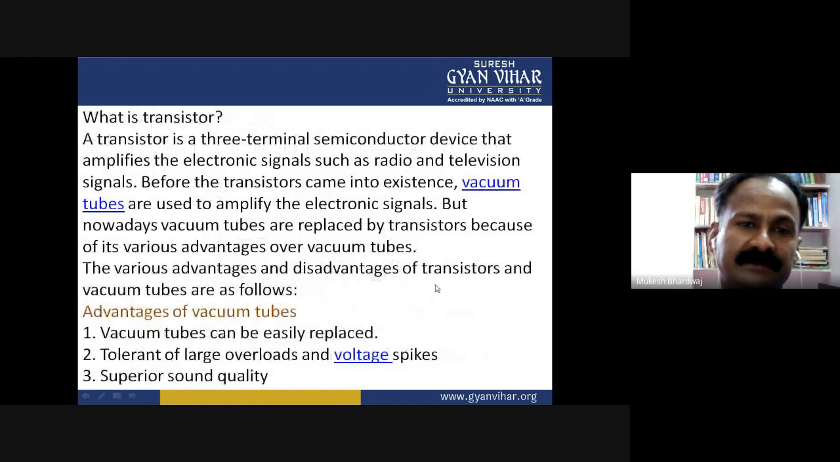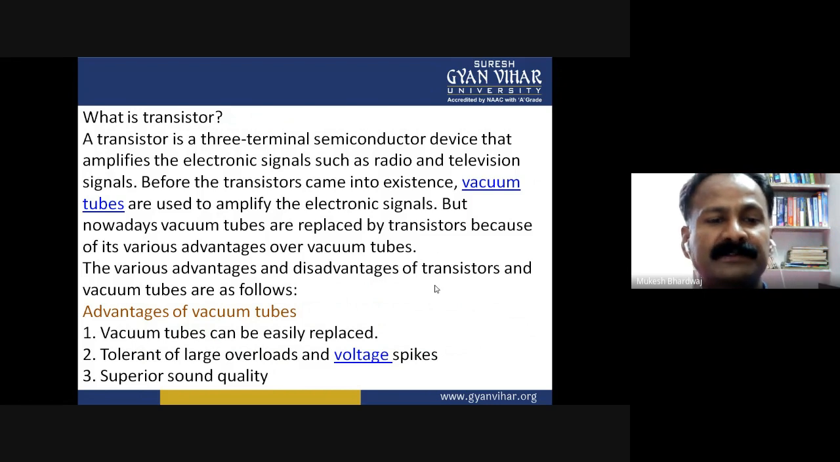What is a transistor? A transistor is a three-terminal semiconductor device that amplifies electronic signals such as radio and television signals. Before the transistor came into existence, vacuum tubes were used to amplify the electronic signals. But nowadays, vacuum tubes are replaced by transistors because of its various advantages over vacuum tubes. The various advantages and disadvantages of transistors and vacuum tubes are as follows.